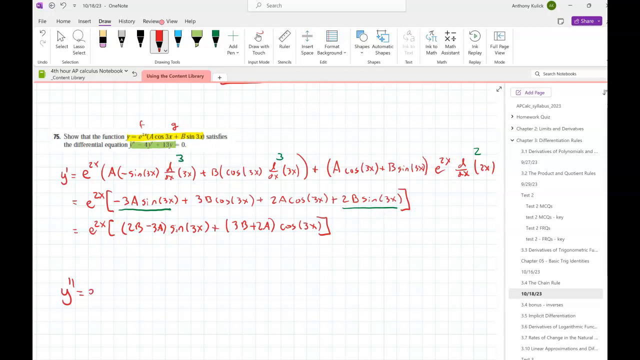So we'll do it again. So I have e to the 2x, and then I'm going to do, this is like f and g. So the derivative of g is going to be, again, 2b minus 3a is just like a coefficient. But to do sine 3x requires a chain rule. And again, 3b plus 2a is like a coefficient. But cosine 3x requires a chain rule.